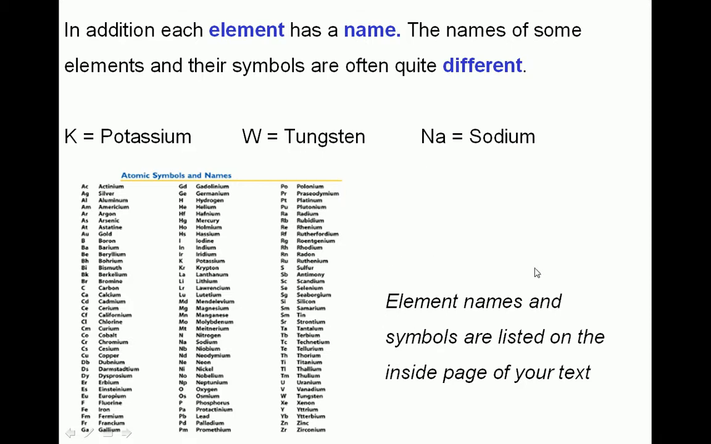So in the front cover of your textbook, you have a table somewhat similar to this one that lists elements' names and also their symbols. Now, you do not need to remember all of these names and all of these symbols. I will always provide you with a periodic table that lists both the names and the symbols of the elements if you need it.